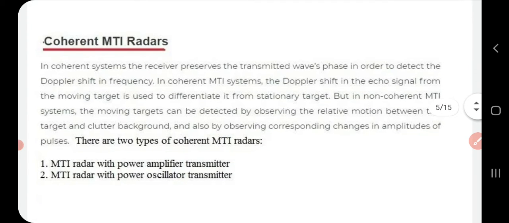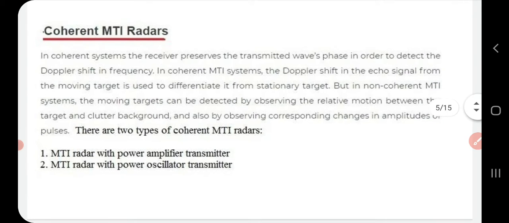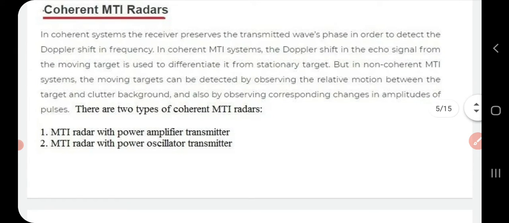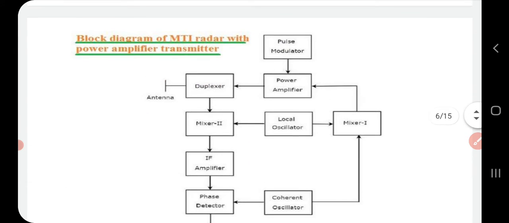Now we are interested in coherent MTI radar. It preserves the transmitted wave phase in order to detect the Doppler shift in frequency. Here the Doppler shift in the echo signal from a moving target is used to differentiate it from the stationary target, which we have already discussed. Now there are two types of coherent MTI radars. One is MTI radar with a power amplifier transmitter. The other is MTI radar with a power oscillator transmitter. This is a block diagram of MTI radar with a power amplifier transmitter.